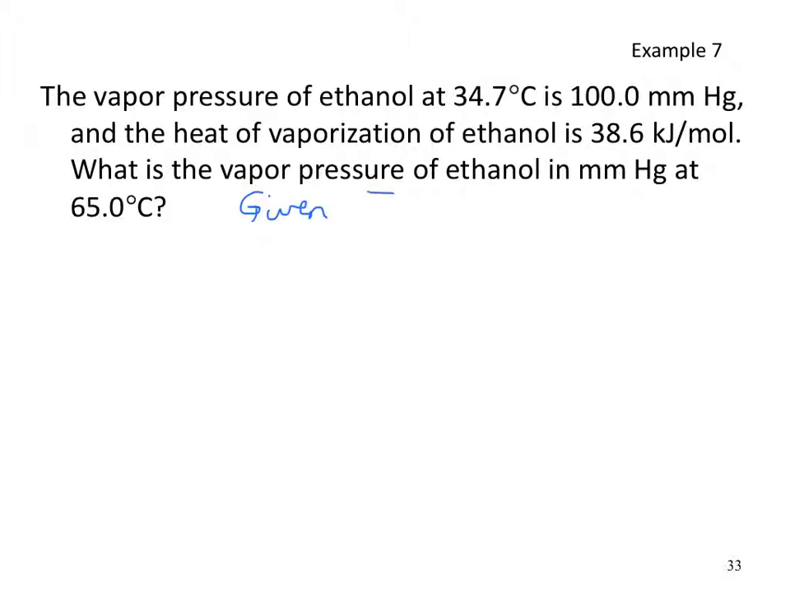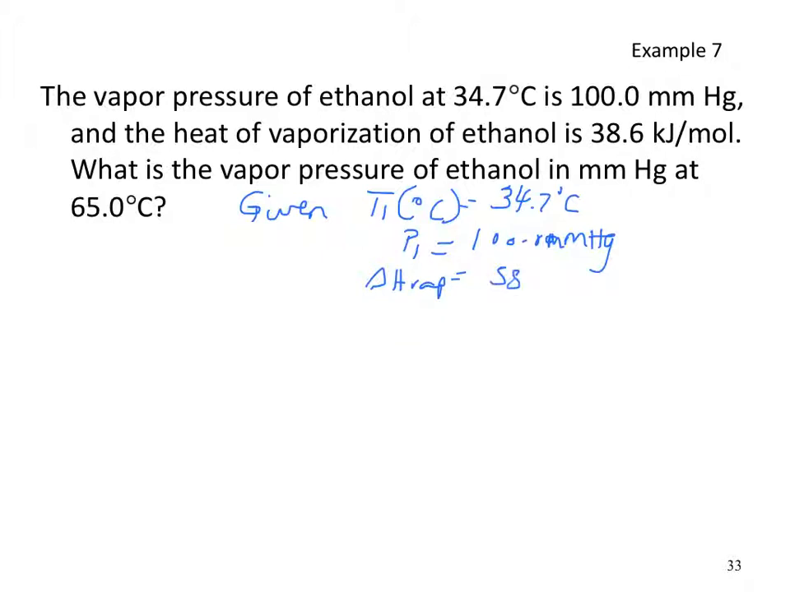You are given the initial temperature in degrees Celsius as 34.7 degrees Celsius. You're also given the vapor pressure corresponding to that, which is 100 millimeter mercury. Delta H vaporization is 38.6 kilojoules per mole. The second temperature, again in degrees Celsius, is given as 65 degrees Celsius.